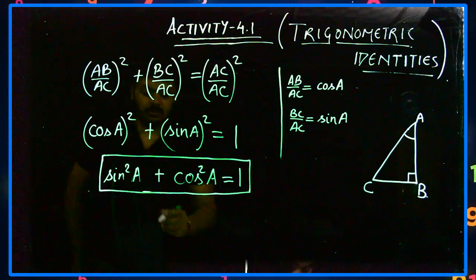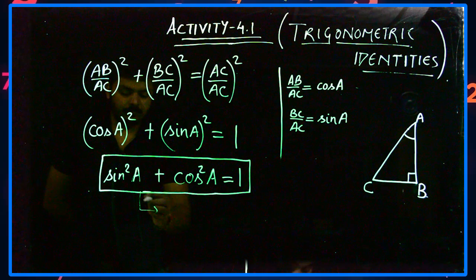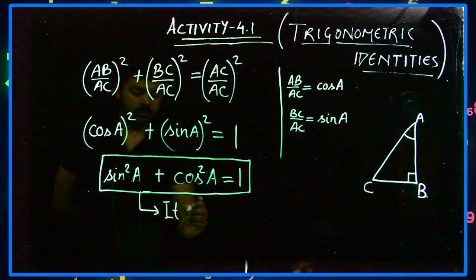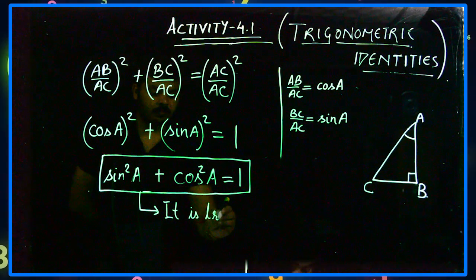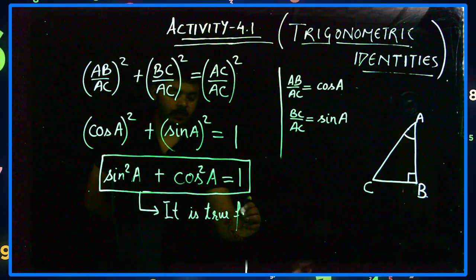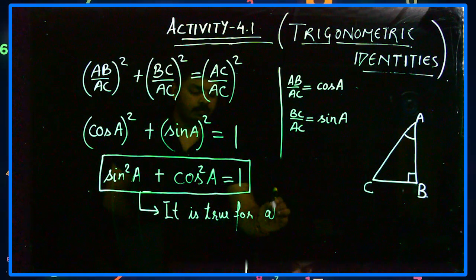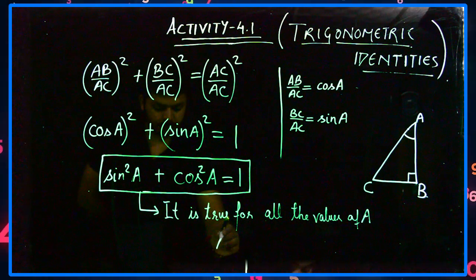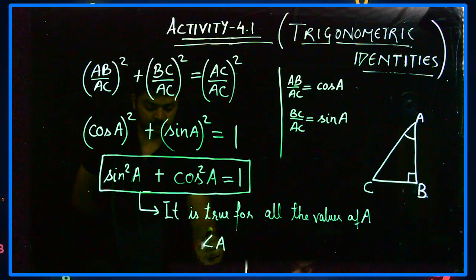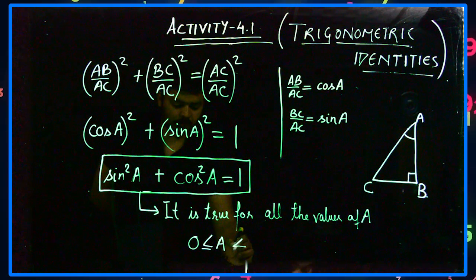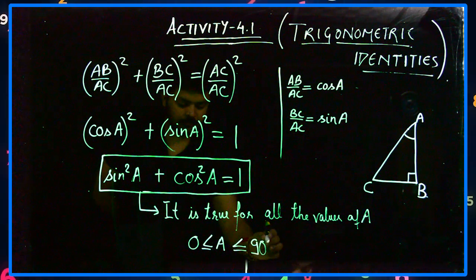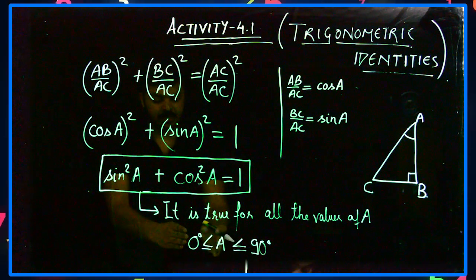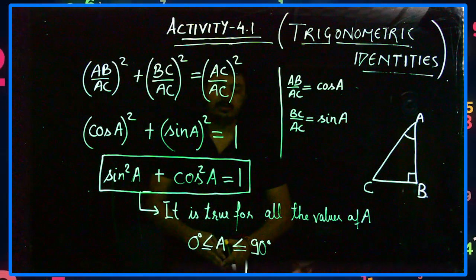So, this identity is true for all the values of A that range between 0 and 90 degrees. That is, angle A ranges between 0 and 90 degrees, that is, angle A is greater than or equal to 0 degrees and less than or equal to 90 degrees.